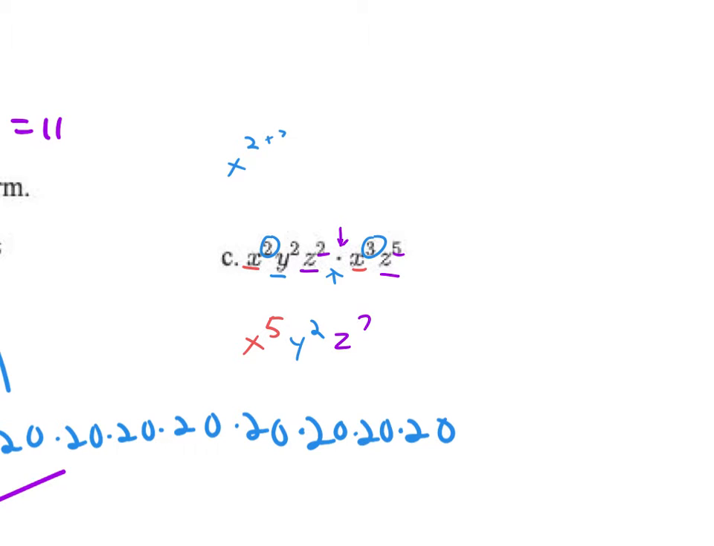So x to the second plus 3. I've got that, what color to use? Blue. Y to the second, that stayed the same. And then I've got z to the second plus 5, and that's where you're getting your total or your final answer of x to the 5th times y to the second times z to the 7th. Let's take a look at the next problem.